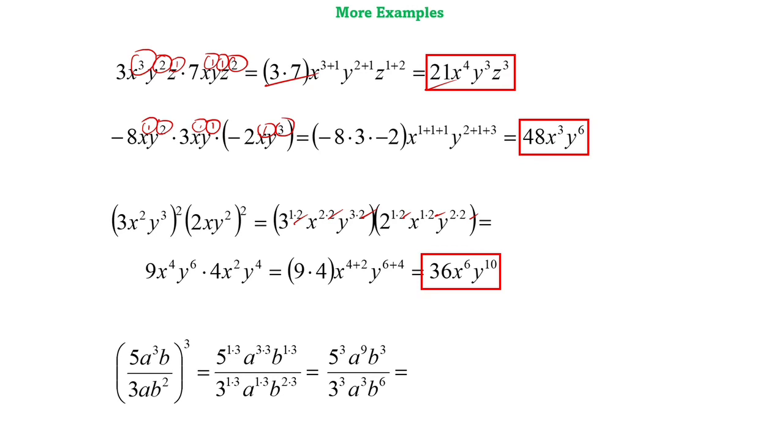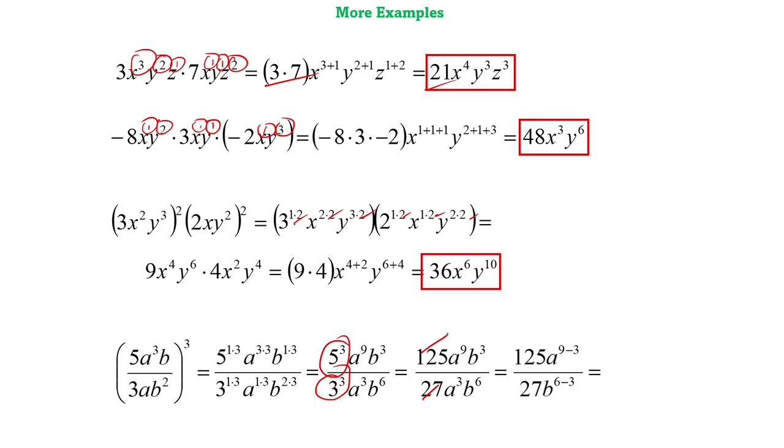And then, yung magkakamukha na bases, ayan po, si a at si b. Okay, so hihiwalay muna po natin yung dalawa. Okay, itong 5 cubed, 125 ang sagot. Itong 3 cubed, 27. Next, ayan po. 125, a raised to 9, b cubed over 27, a cubed, b raised to 6.